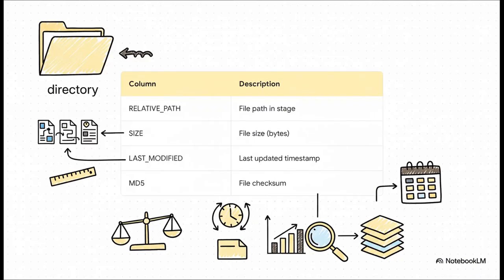And this is what it actually looks like when you run a query. You get a nice, clean table with columns like relative path and last modified. Using this, you could easily write a query to find, say, all the files that showed up in the last 15 minutes, or maybe pinpoint the largest file in a directory that needs to be processed.